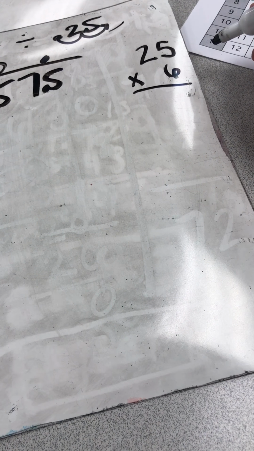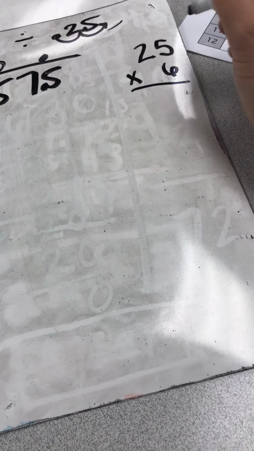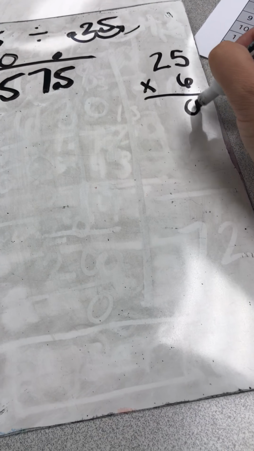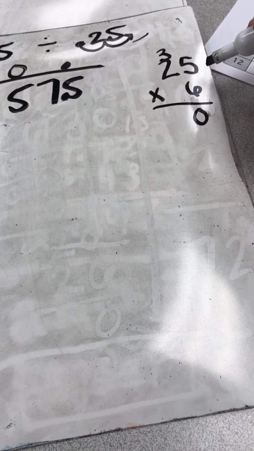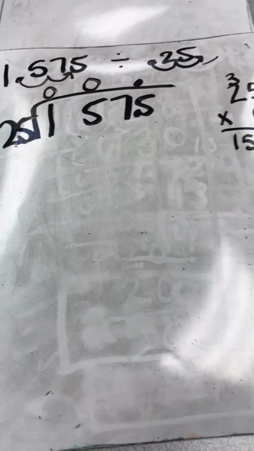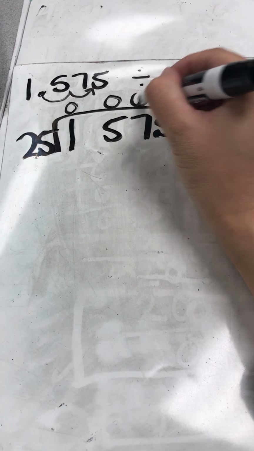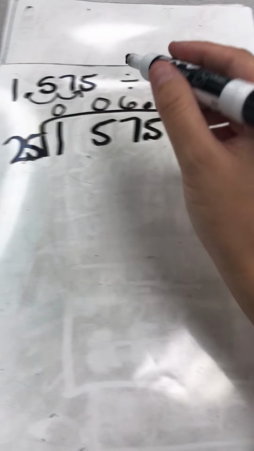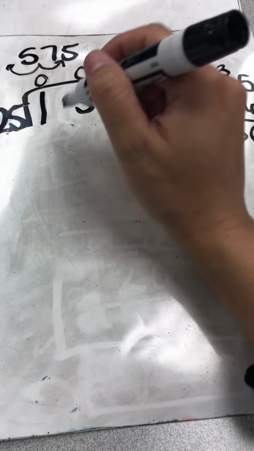If I have 6 times 5, I'm going to get 30. 6 times 2 gives me 12, plus 3 gives me 15. So 150, I was correct. So I'm going to put my 6 on top of my 7. And we said 6 times 25 is 150.